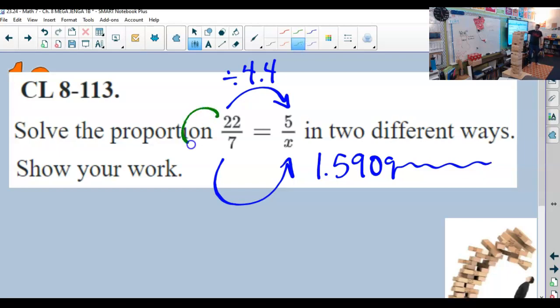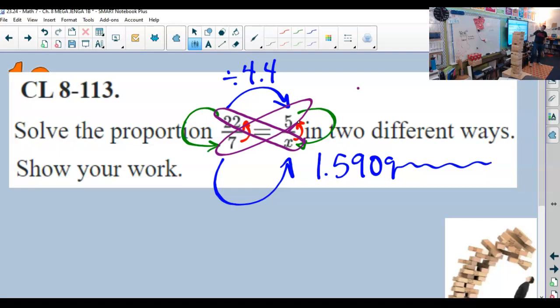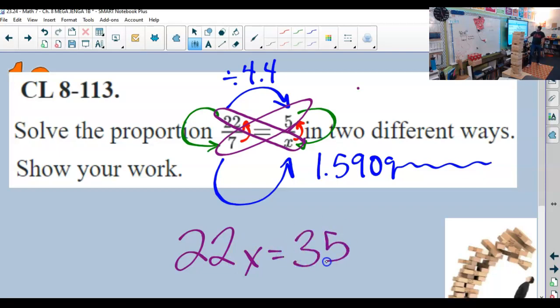Guys, if you go top to bottom, what is this relationship? You could use that to figure out how to get to x. You could also go bottom to top, not as useful since our x is on bottom here. You could also cross multiply, that I don't know if we remember how to do. Guys, it's right up there. Cross products have to be equal. So the 22 times x would equal the 7 times 5, and then we divide to solve.